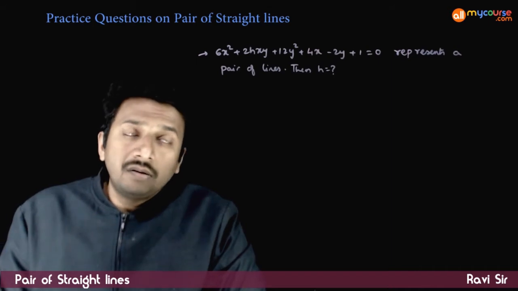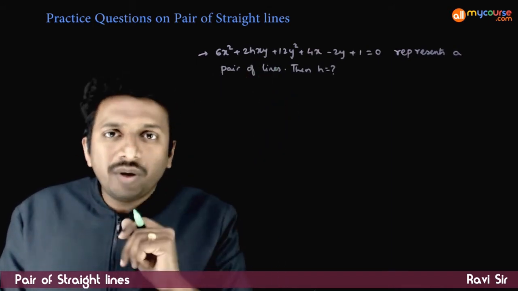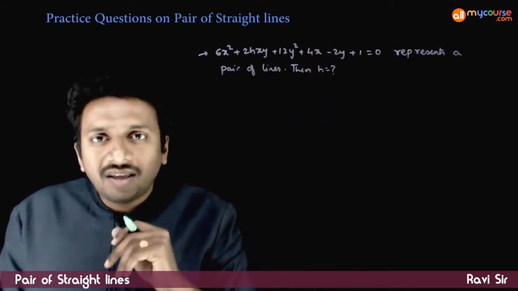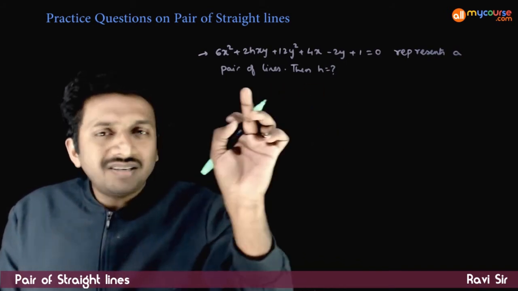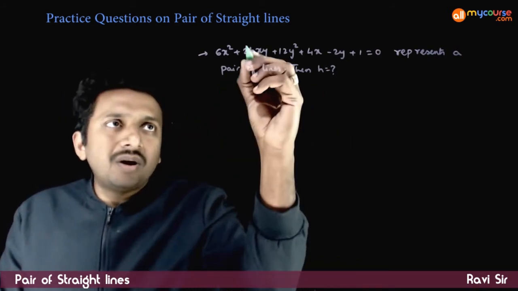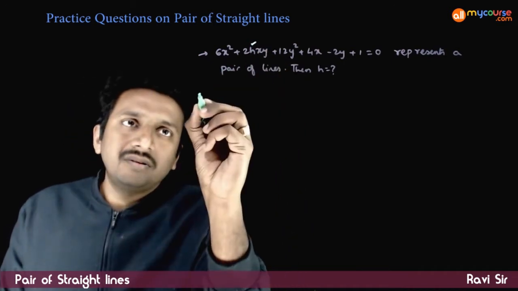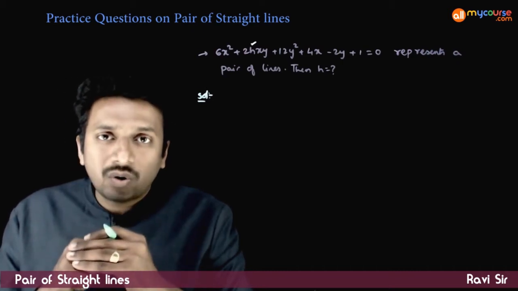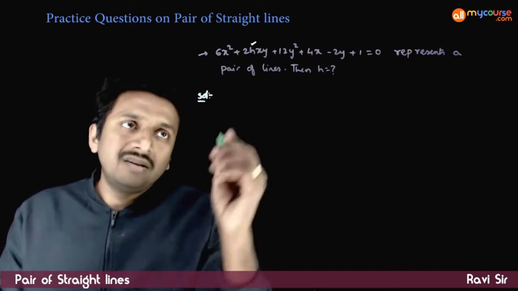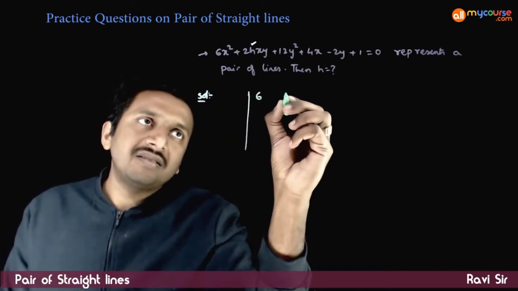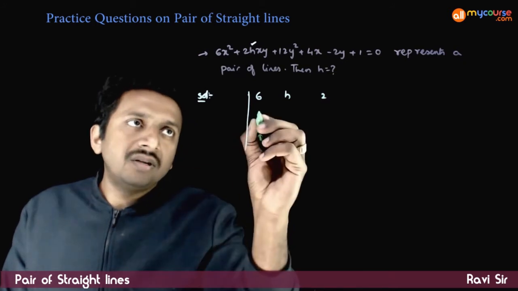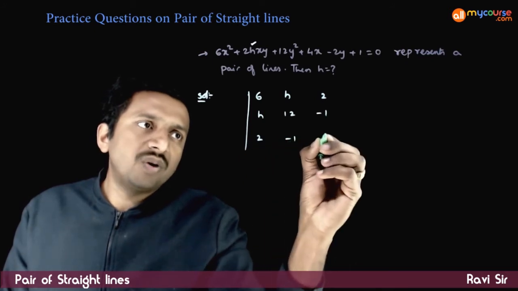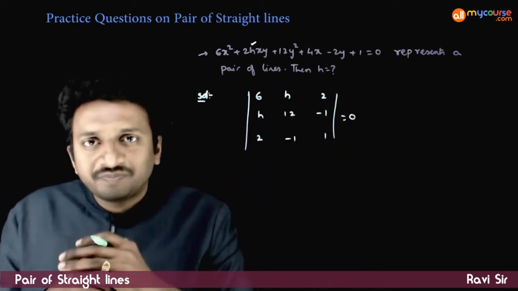In this question, you're given that 6x square plus 2hxy plus 12y square plus 4x minus 2y plus 1 is equal to 0 represents a pair of lines. If that is so, what is the value of h? So we know the condition for a general non-homogeneous quadratic in x and y to be a pair of lines. So the condition is nothing but the determinant of 6, h, 2; h, 12, minus 1; 2, minus 1, 1 has to be equal to 0.